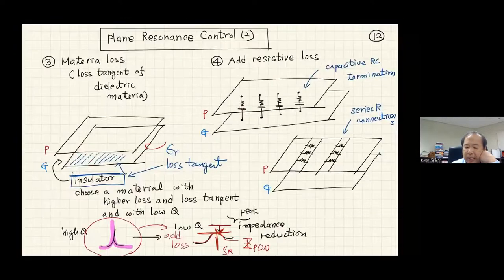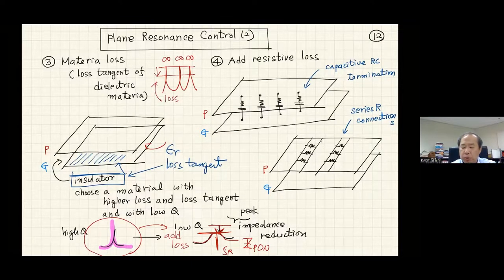Theoretically, at resonance frequencies, impedance should be infinite. But actually, it is a little bit lower than infinite because of loss. Especially, there are two loss mechanisms. One is the skin loss, and the other one is the dielectric loss.